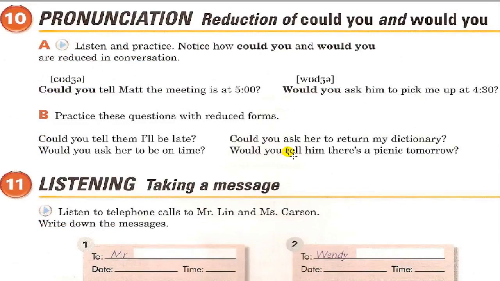Exercise number 10. Pronunciation. Reduction of could you and would you. Don't say could you, would you. No, this is wrong. Part A. Listen and practice. Notice how could you and would you are reduced in conversation. Could you tell Matt the meeting is at 5? Would you ask him to pick me up at 4:30?